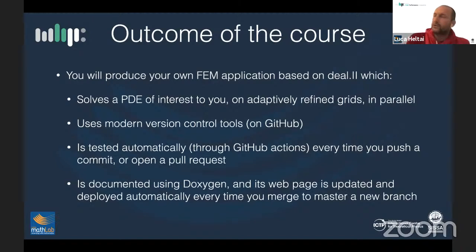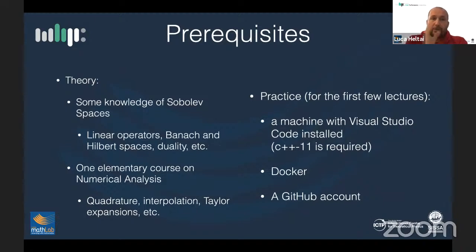And this will use modern version control tools. It will be tested automatically every time you push a commit or open a pull request. And it's going to be documented using Doxygen, and its web page is going to be updated whenever you deploy your code or whenever you merge a new branch into your master branch. So the prerequisites are, for the theory, you will need some knowledge of Sobolev spaces.